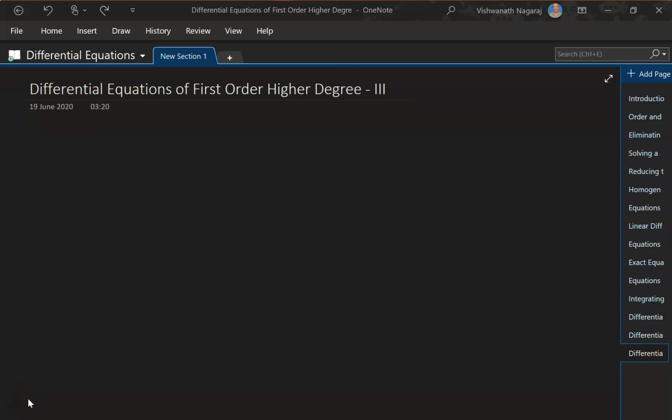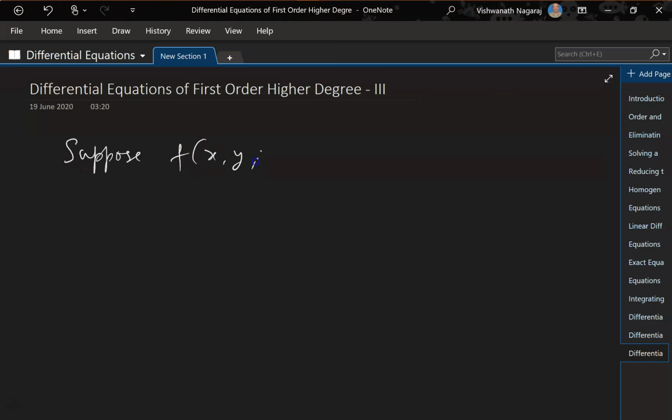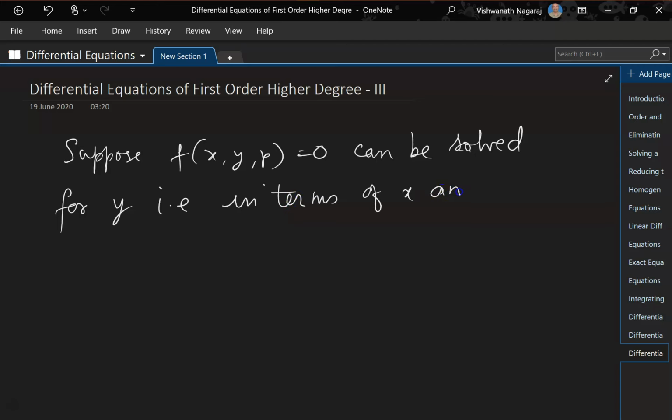We have looked at previously, solvable for p and solvable for x. Now let's look at solvable for y. Suppose f of x comma y comma p is equal to 0. Remember, p is dy by dx. It can be solved for y, that is in terms of x and p. So which means we will end up with y is equal to a function of x comma p.